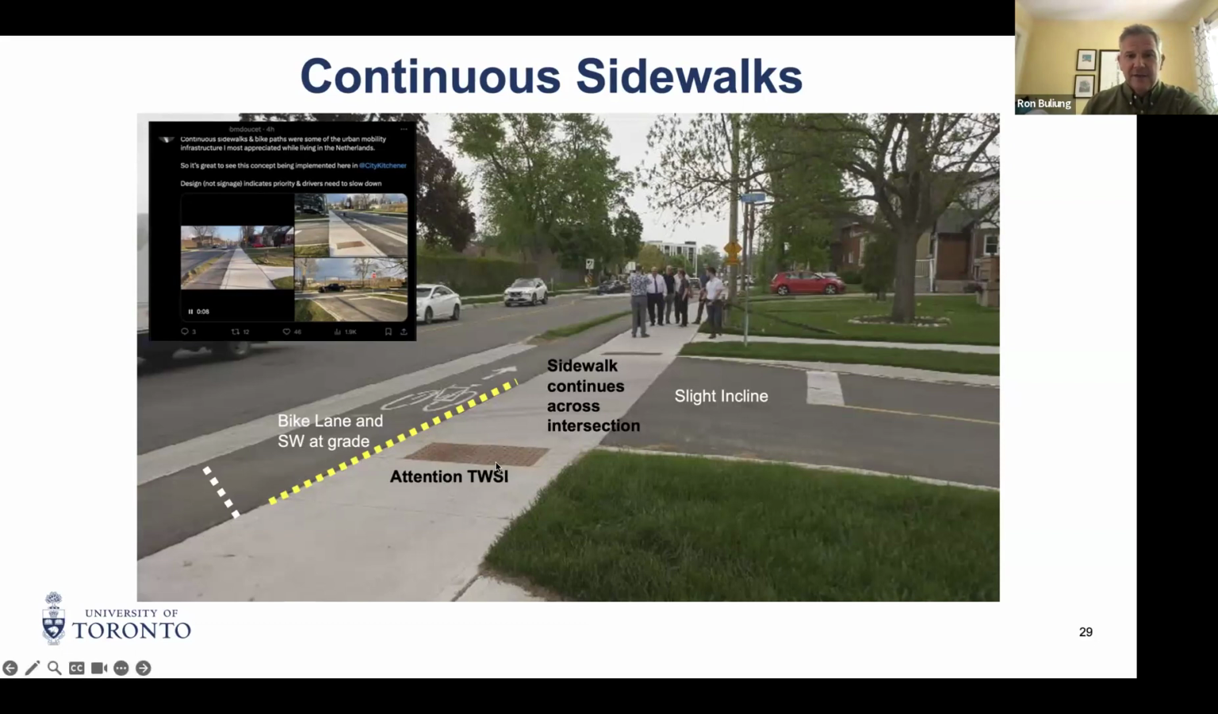They're at grade. There's an attention TWSI here to indicate that a blind person is about to hit an intersection. So this is like a normal intersection here, and they've got the sidewalk continuing across it instead of having zebra stripes or anything of that sort, right? And so there are a few things that could be done to clarify navigation for blind pedestrians and also reduce collision risk for others.